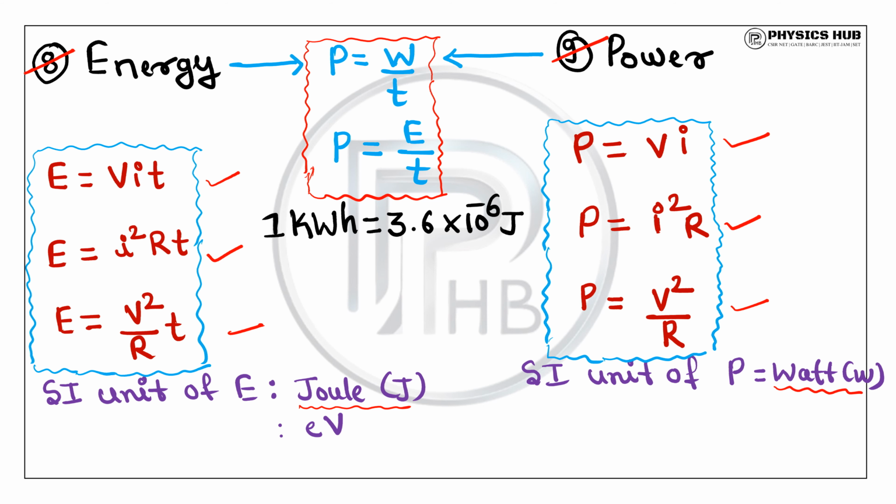And E is equal to V square by R into T and P is equal to V square by R. These formulas are used for parallel combination problems, and we can relate energy and power as P is equal to W by T and P is equal to E by T. Here the SI unit of energy is joule, written symbolically as J, and the SI unit of power is watt, denoted as W.